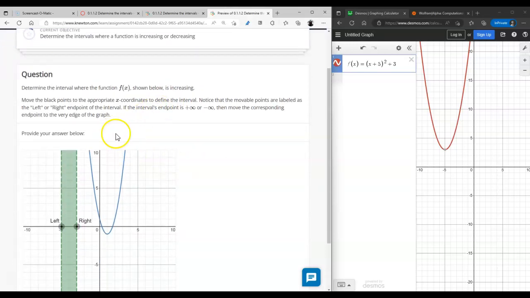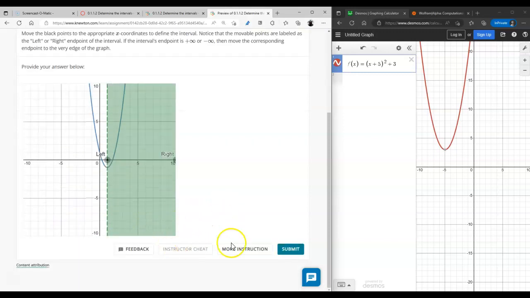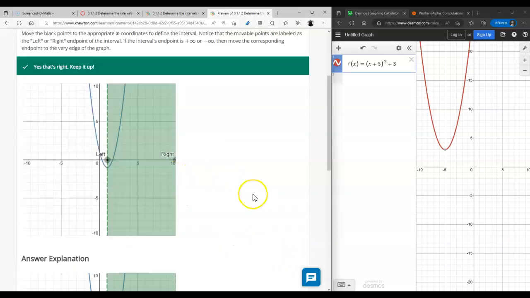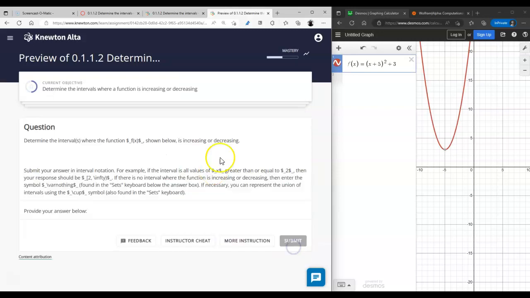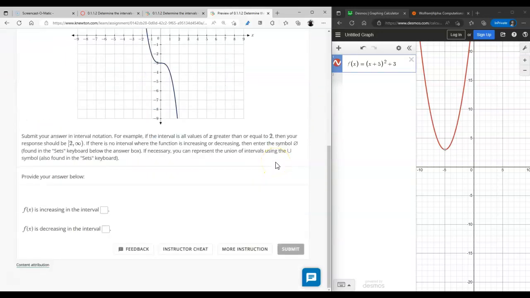In this case, the graph is already given, so we don't even have to worry too much about graphing it in Desmos. We just really need to focus on the task. And the task is determine where the function is increasing. Well, clearly it's increasing starting somewhere here, right? So that's kind of all there is to do. Let's continue. Determine the interval where the function shown below is increasing and decreasing.